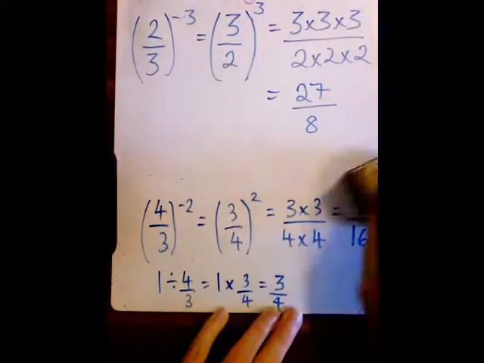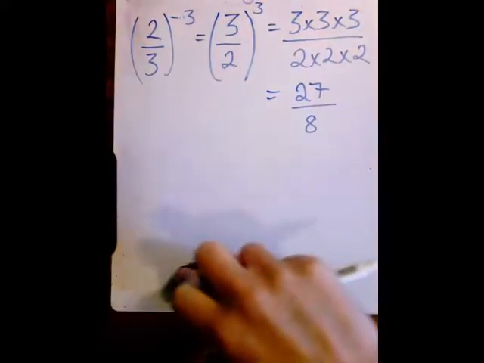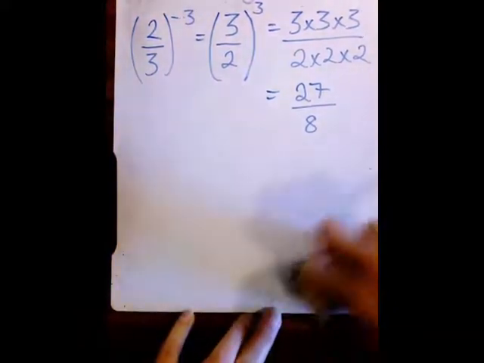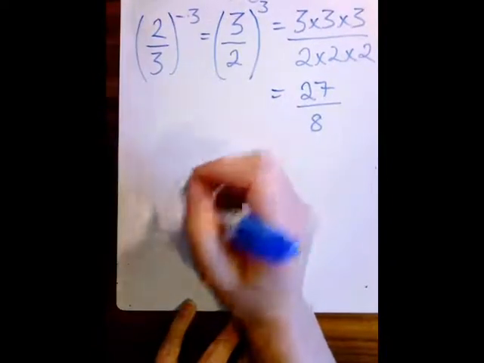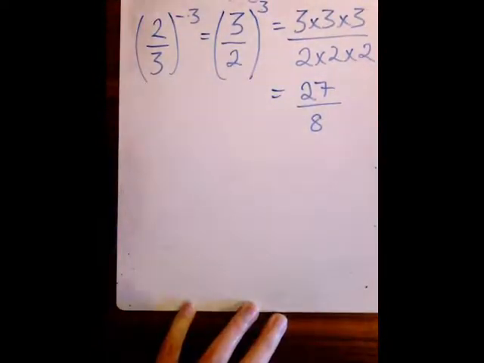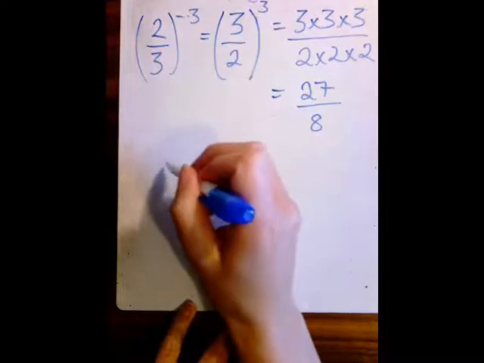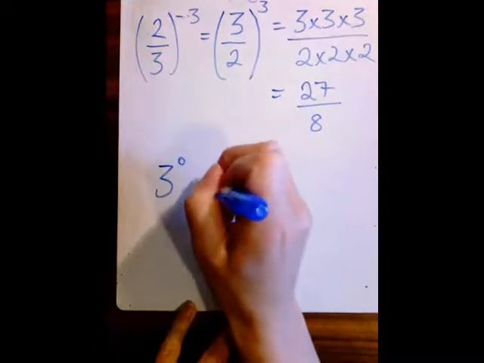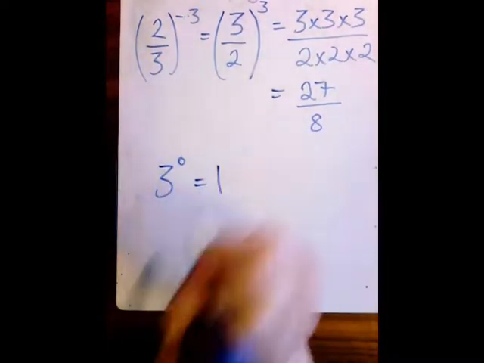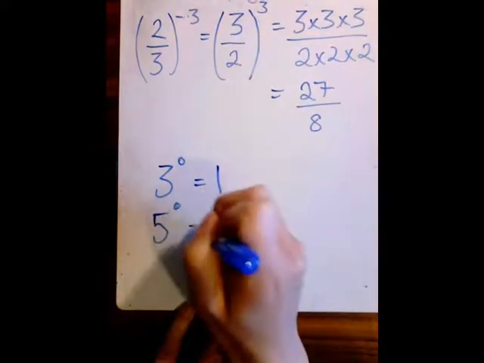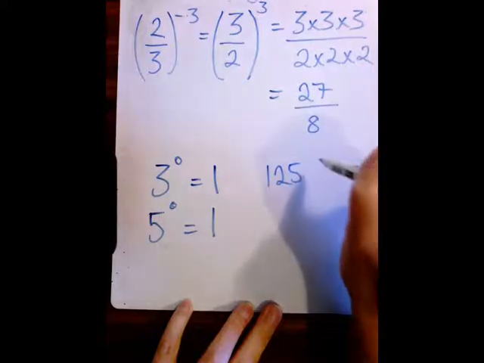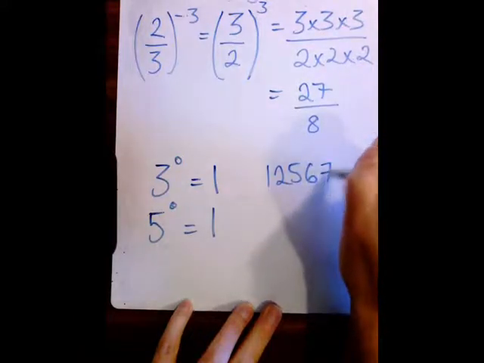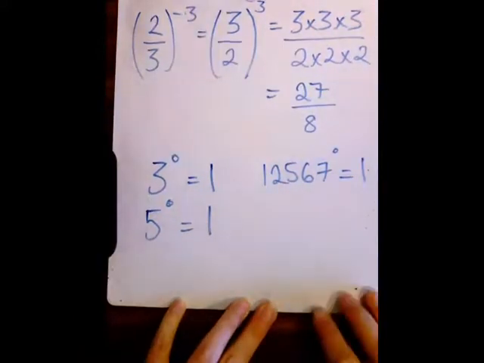Okay, then there's one other thing you need to know, which you should have covered before, but just as a recap before you try the next task, and that is that anything to the power of 0 is always 1. So, for example, 3 to the power of 0 will equal 1. 5 to the power of 0 will equal 1. Even if you had 12,567 to the power of 0, this will all equal 1.